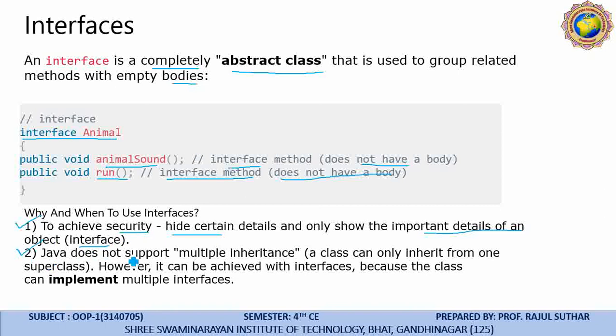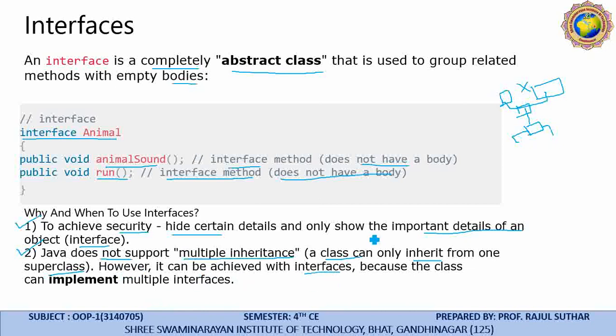The second thing is Java does not support multiple inheritance. We are all familiar with inheritance, meaning a superclass to subclass relationship. Only one superclass is used to derive multiple subclasses. There are no multiple superclasses used, meaning multiple inheritance is not used in Java. So what is the solution? A class can only inherit from one superclass, and multiple inheritance is not supported in Java. So it can be achieved with the interface.